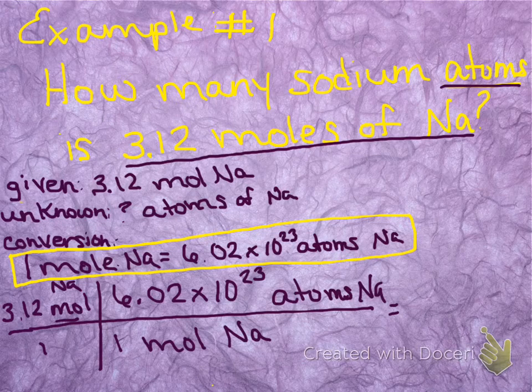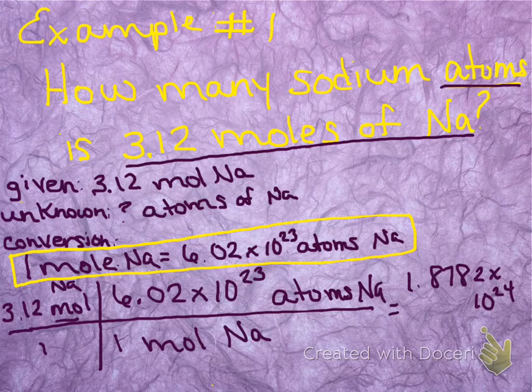Now when we plug this into our calculators, we are going to multiply the 3.12 by 6.02 times 10 to the 23rd. This is where it's really important. Remember last semester we spent some time making sure you knew how to plug this into your calculator. So if you've forgotten how to plug in exponents, now is a really good time to figure that out again. If I plug this into my calculator, I get 1.8782 times 10 to the 24th.